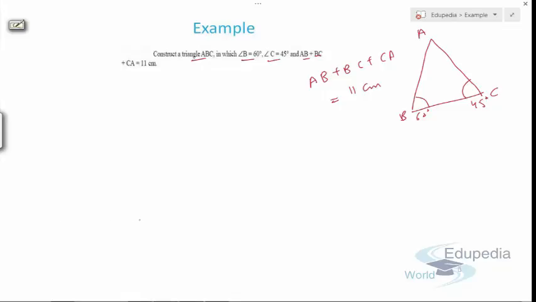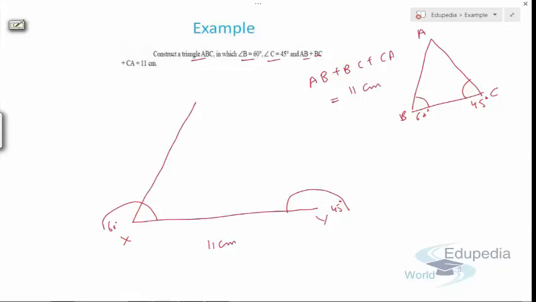So what is the first step? First step is, we need to draw a line XY equal to 11 centimeters. Then keeping X as a base, we draw a 60 degree angle, and at Y we draw a 45 degree angle. So we draw the 60 degree angle over here and the 45 degree angle over here, like this. Then what's the next step? We need to draw the bisector of these two angles. So let's say we name these as L and M, same way.